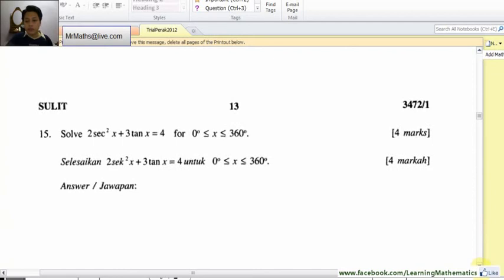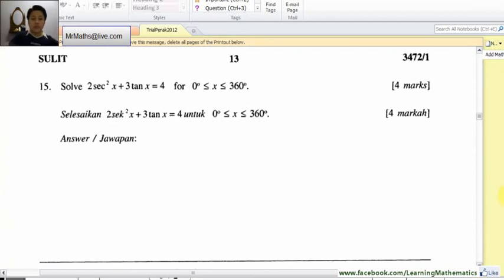Number 15. Solve 2 secant squared x plus 3 tangent x equal to 4 with x between 0 and 360 degrees. If you take a look at the formula sheet in the first few pages of this question paper, then you'll probably see this formula. Let me write it here. Secant squared A equal to 1 plus tangent squared A. This is a plus sign.